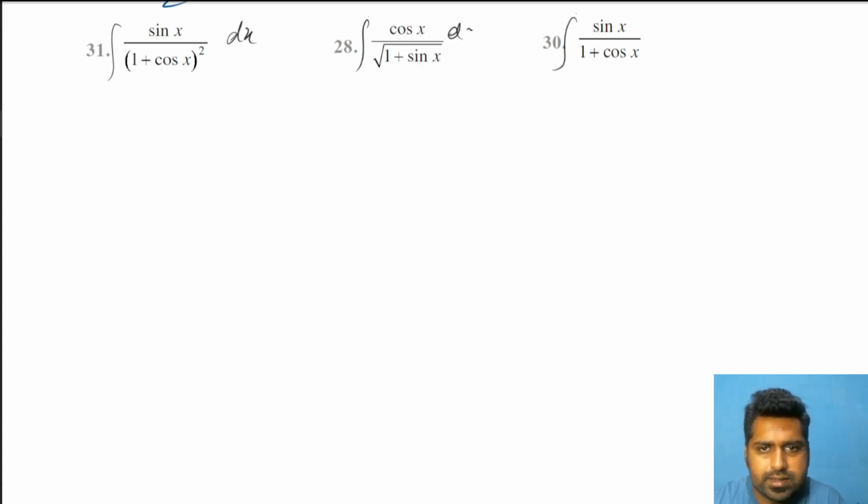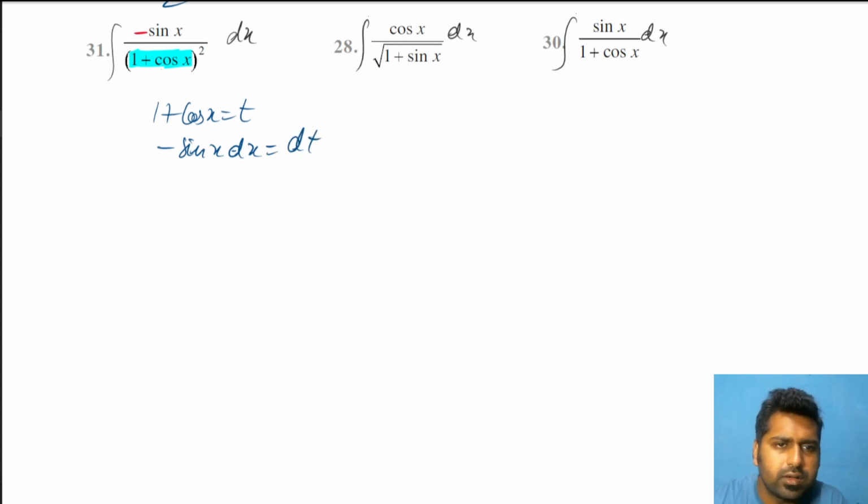I'm going to solve only one. This one. Now I'm not going to take the whole square, because we want to generate sine for substitution. So let only 1 plus cos x be t. Differentiation of this: minus sin x dx is equal to dt. Negative we can adjust: put a negative here, then put a negative outside also. So the question is now negative integration of minus sin x dx is dt, and the denominator is only t square.